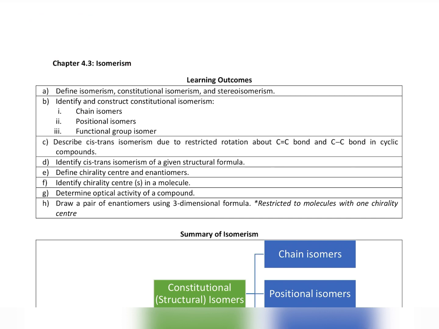Okay, so in this video I'm going to discuss learning outcomes C and D. You should be able to describe cis-trans isomerism due to restricted rotation about the carbon-carbon double bond and carbon-carbon single bond in cyclic compounds. And then you should be able to identify cis-trans isomerism of a given structural formula. That means when you are given a compound, you should know whether that compound has cis-trans isomers or not. The rest of the video, saya akan continue learning outcome yang seterusnya.